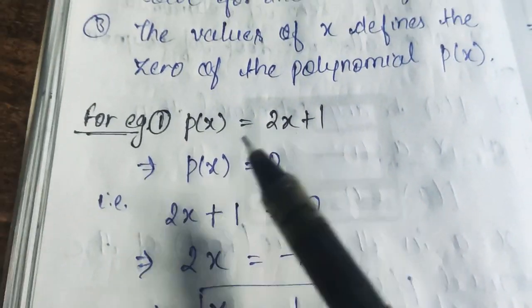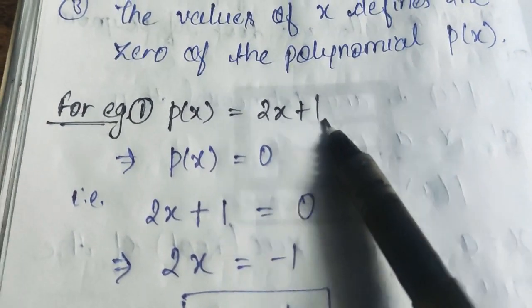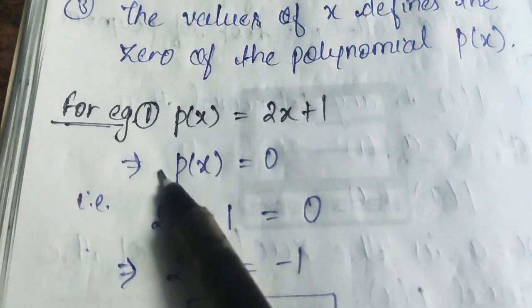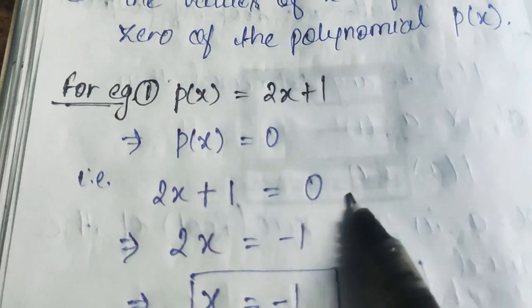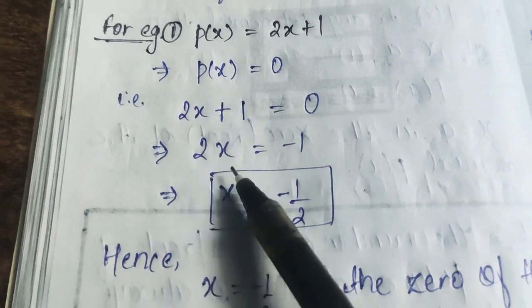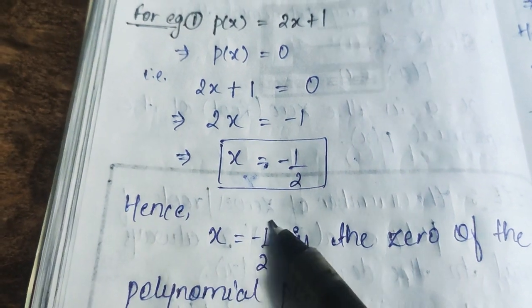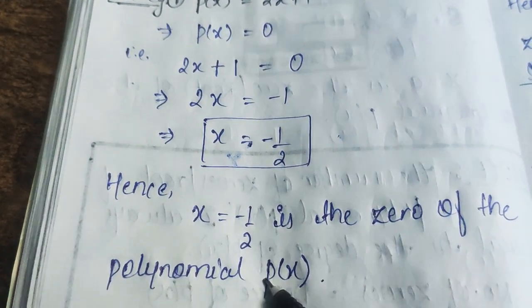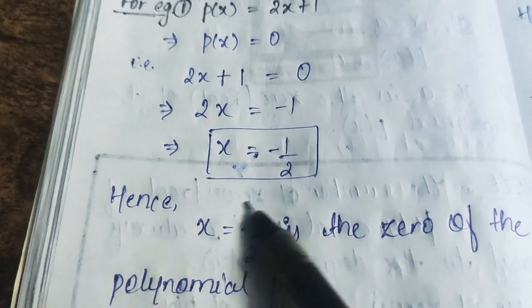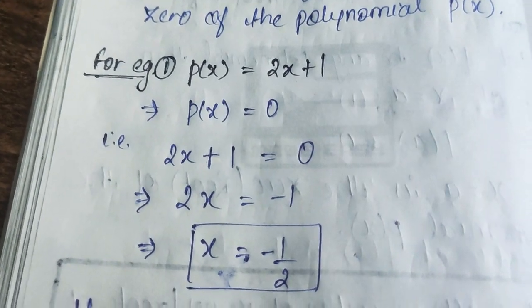Here we can have an example like p of x is equal to 2x plus 1. Then you will simply put p of x equals 0. Therefore you will get 2x plus 1 equals 0, which implies that x is equal to minus 1 by 2. So here x equals minus 1 by 2 is nothing but the 0 of the polynomial p of x, because at this point the value of the polynomial p of x becomes 0.